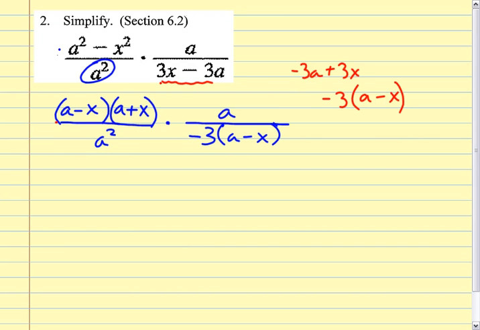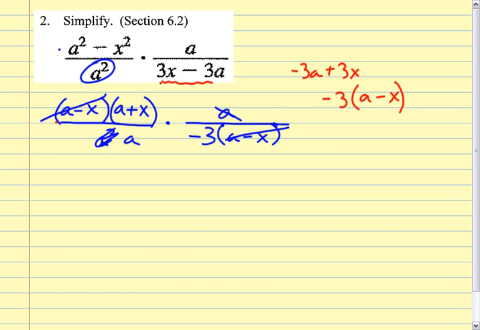It didn't ask for restrictions, Harrison, so I don't have to. What should I do, though? What am I ready to do? Okay, yeah, I want to cancel first. Do you see anything I can cancel? A minus x here, a minus x here. Anything else, Harrison? An a from here, and then one from here. And that leaves me just a, right?